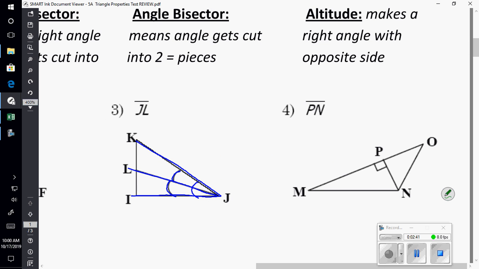Altitude is always going to be perpendicular to a side. So it's perpendicular to OM, that's the right angle, and it also goes through the opposite corner.